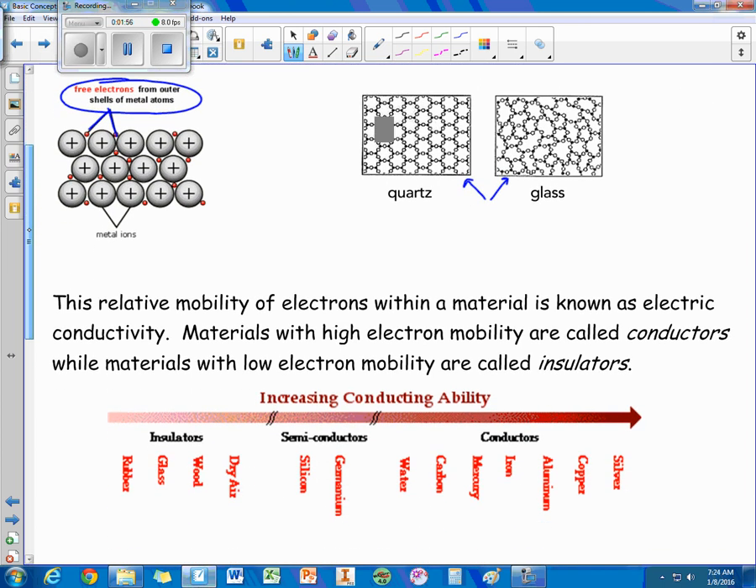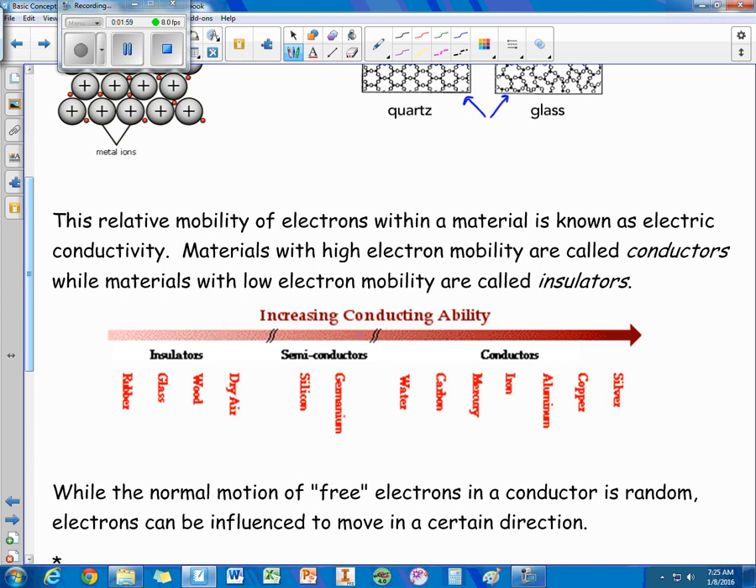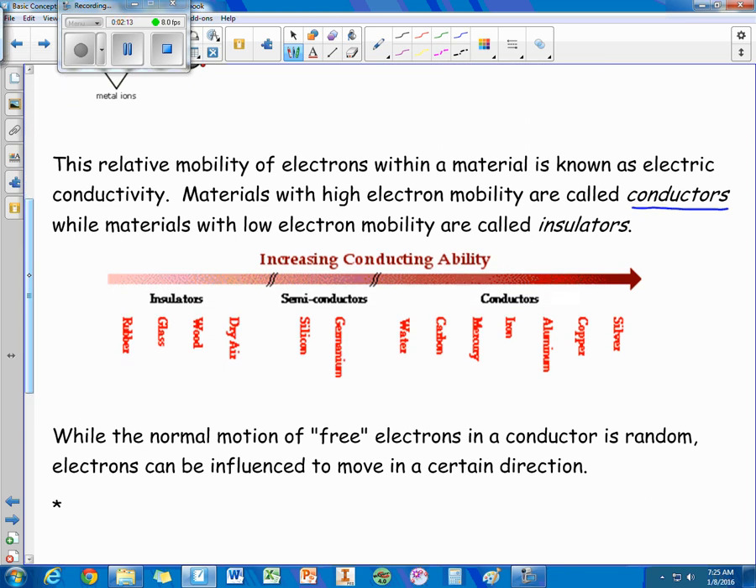Now, the relative mobility of electrons within a material is known as its electric conductivity. So materials with high electron mobility are called conductors, while materials with low electron mobility are called insulators. So here's a graphic here. On this side we have our insulators, so rubber is a very good insulator. And on this side we have conductors, and silver is a very good conductor. Silver is a better conductor than copper. However, we don't use silver to wire our houses because copper is cheaper.